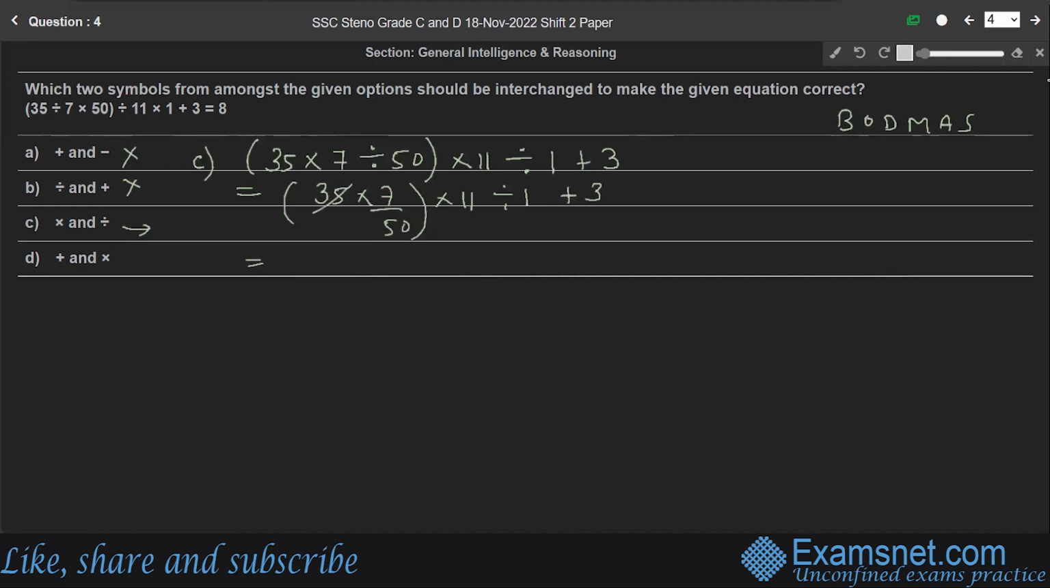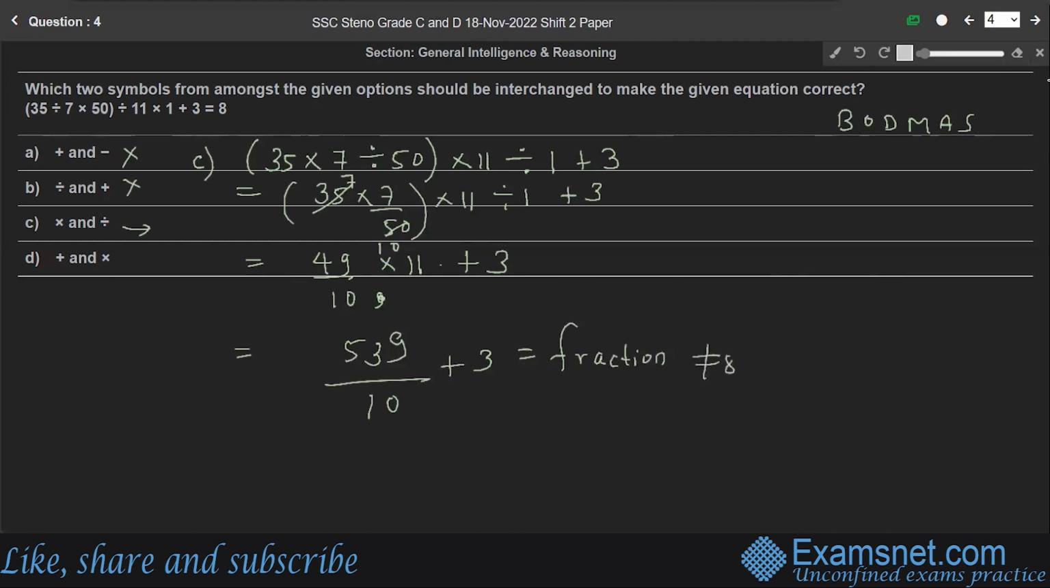So 5 into 7, 5 into 10. So 7 into 7, 49 by 10 into 11 by, sorry, by 1 is 11 itself, plus 3 we have. So 49 into 11, so 11 into 9, 99, 11 into 4, 44 plus 9 is 53 by 10 plus 3. So you will have a fraction which is not equal to the right hand side part, which is not equal to 8.